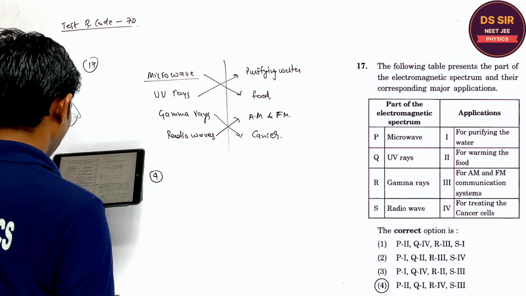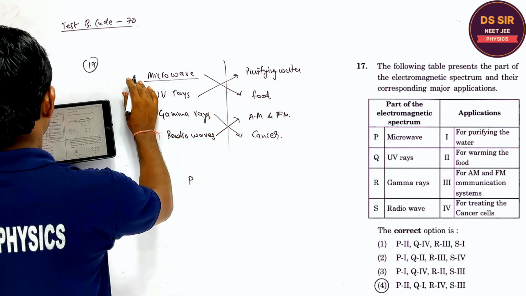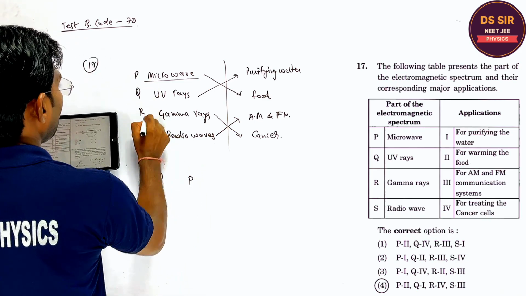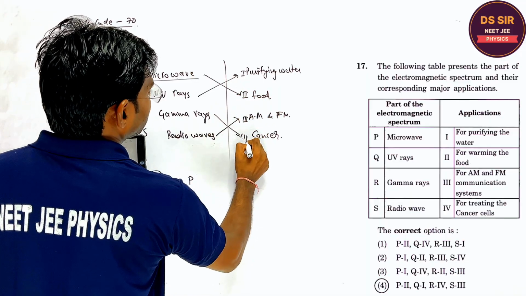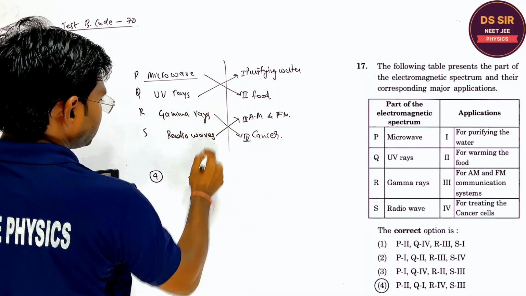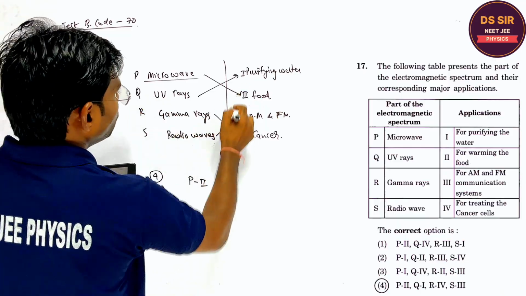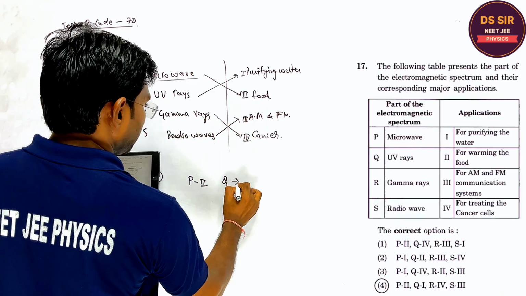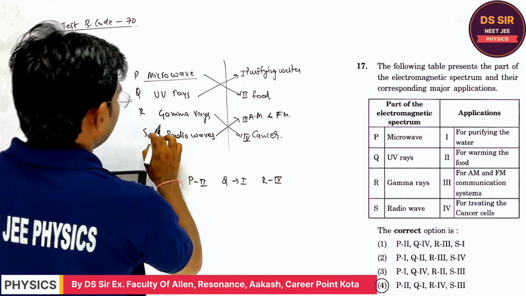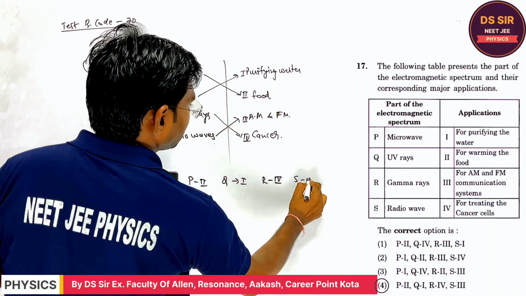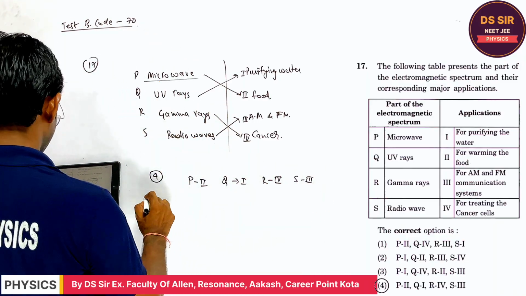If you see, the second or fourth option will be the answer. This is PQRS. This is 1, 2, third, and it is fourth. P is second, Q is first, R is third, R is fourth, and S is third. So the fourth option is the correct option.